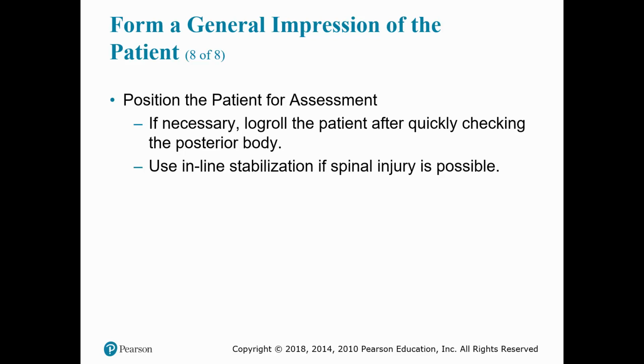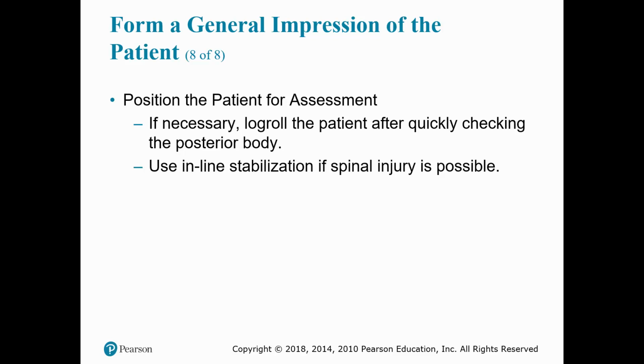Arms and legs we can assess without having to log roll the patient, because we can bend the patient's lower extremities at the hip and at the knee without compromising the spine. But in order to really get a good assessment of the spine, you will have to log roll them over to check the posterior. And if you suspect a spinal injury is possible, use that inline stabilization when you do so.